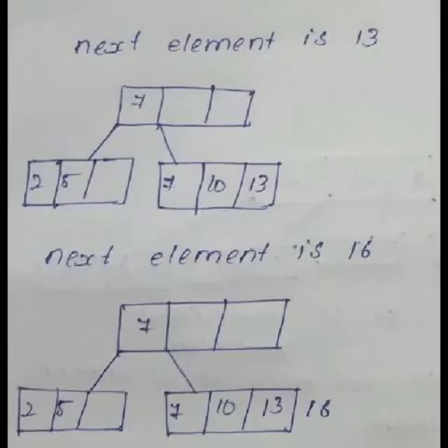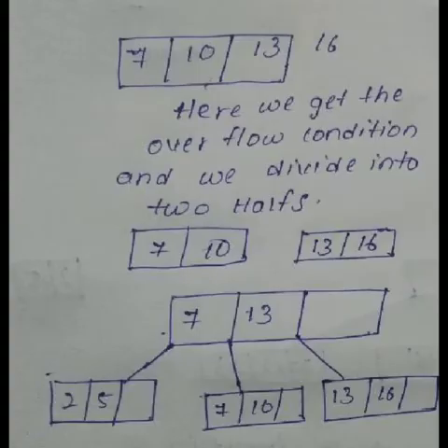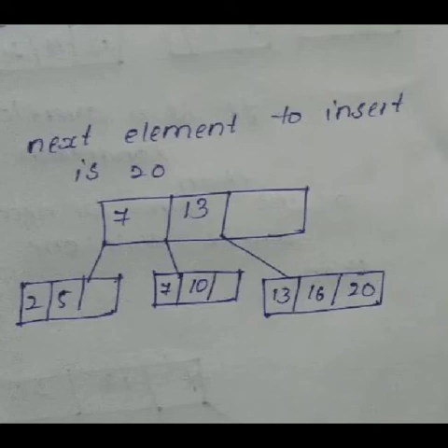The next element to be inserted is 13. 13 is greater than 7 and 10, so we inserted 13 after that. The next element to be inserted is 16. 16 is greater than 13, so we inserted 16 after 13. But here we get our overflow condition. So we need to divide into 2 halves, that is 7, 10 and 13, 16. After that 13 becomes a parent as an internal node. Then we will get 7, 13.